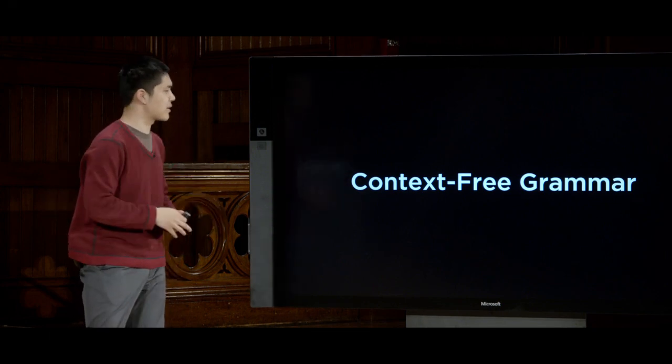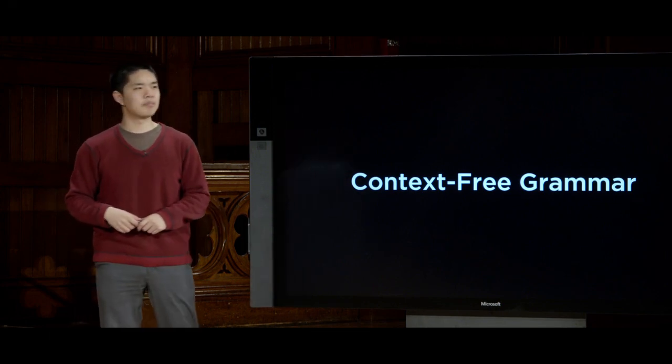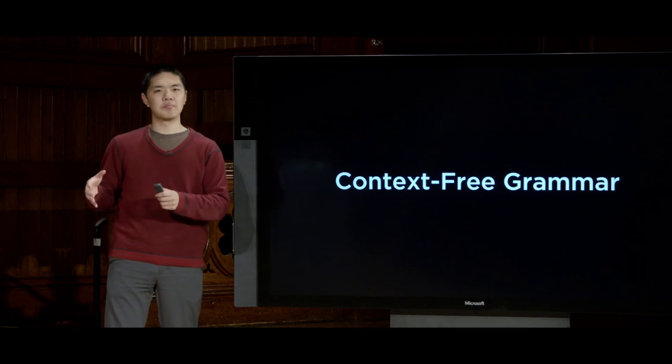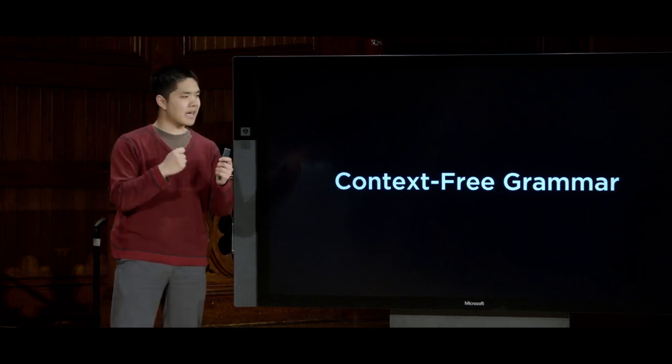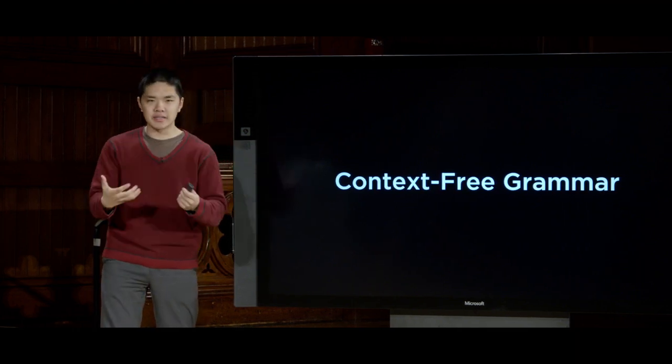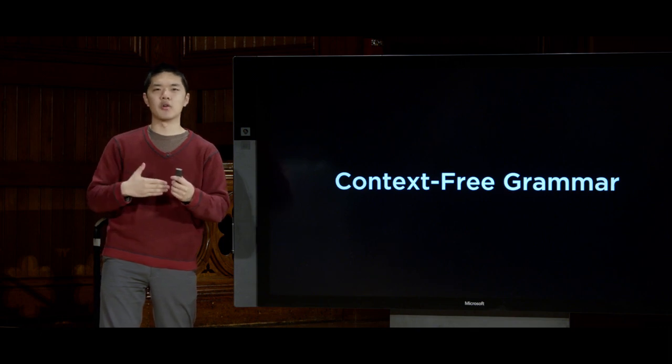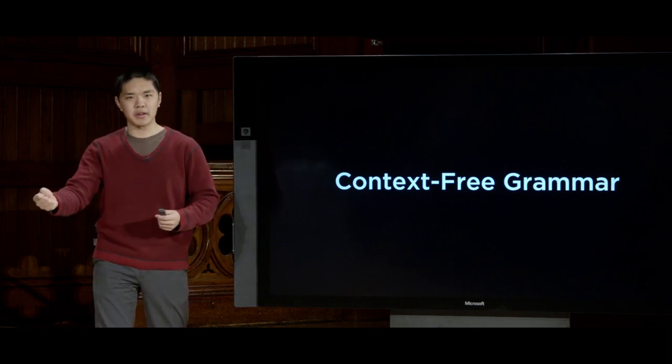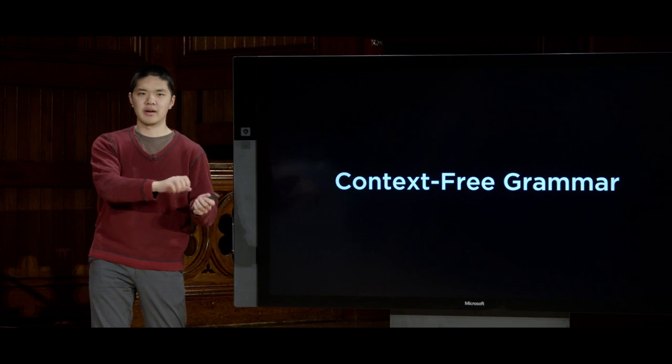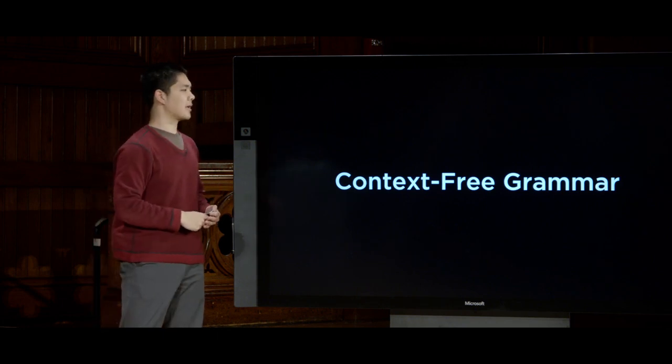And this is the one we're going to spend the most time on taking a look at today. What a context-free grammar is, it is a way of generating sentences in a language via what are known as rewriting rules, replacing one symbol with other symbols. And we'll take a look in a moment at just what that means.